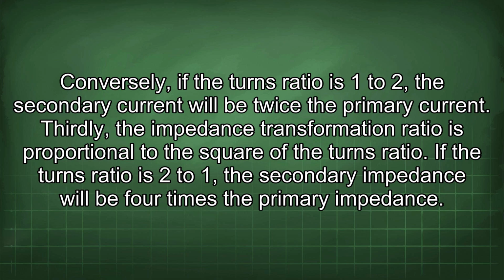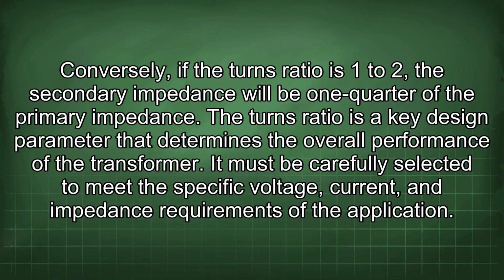Thirdly, the impedance transformation ratio is proportional to the square of the turns ratio. If the turns ratio is 2:1, the secondary impedance will be 4 times the primary impedance. Conversely, if the turns ratio is 1:2, the secondary impedance will be 1/4 of the primary impedance. The turns ratio is a key design parameter that determines the overall performance of the transformer. It must be carefully selected to meet the specific voltage, current, and impedance requirements of the application.